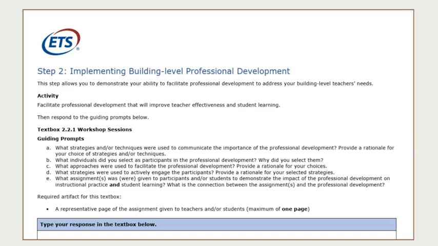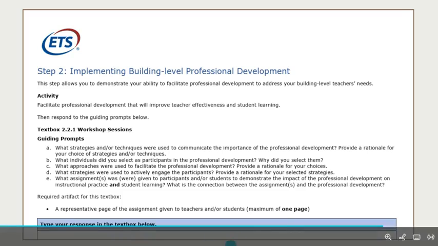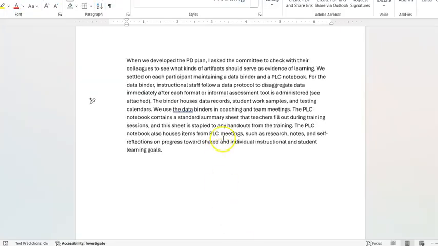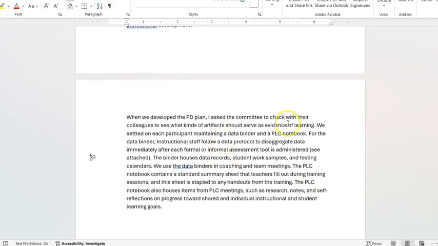So what is the connection between the assignment and the professional development? You can see here, I did that a little bit in my paragraph. This could be buffed up a little bit. I don't know if buffed is the word I'm looking for, but I could probably fluff this part just a little bit more, but I think it's good enough the way it is. Let me show you how the exemplars look, and then I'm going to show you the library of examples for this task.